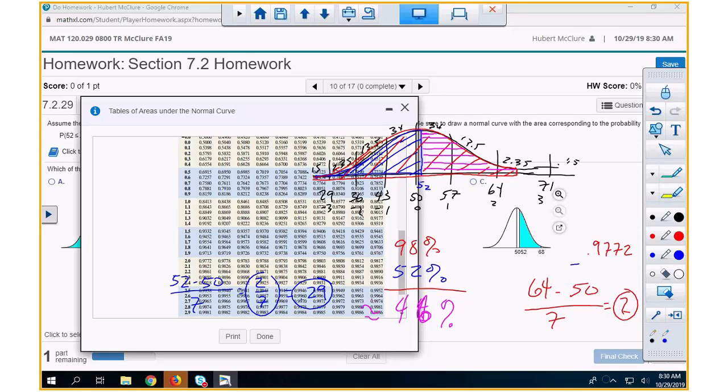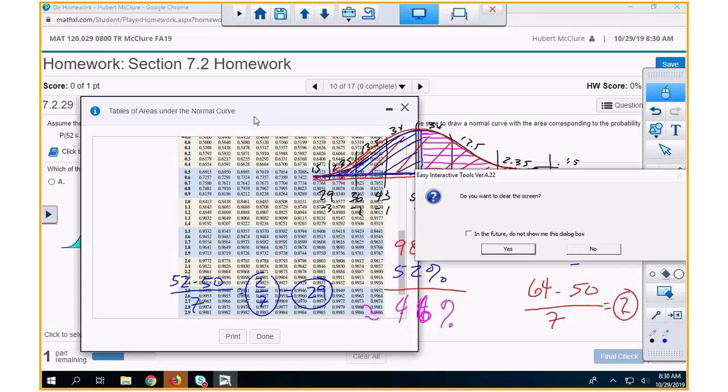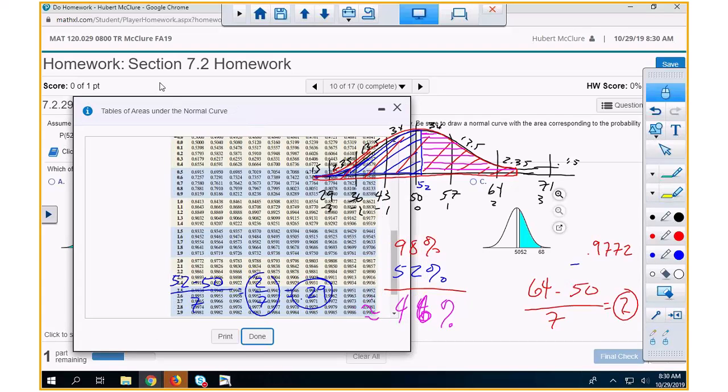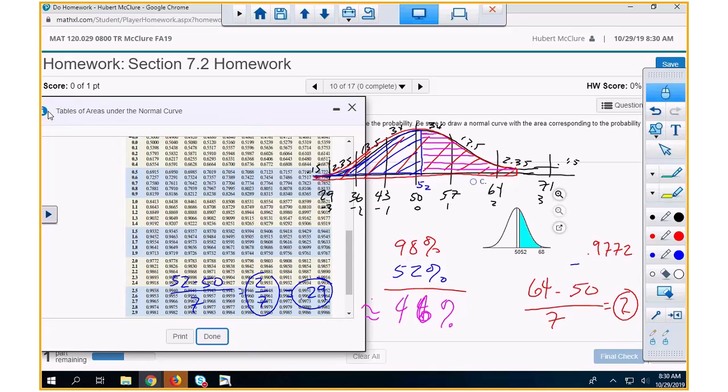Let's find 0.29. We know that 9 is all the way over here, and of course I can't see it. 0.29 is going to be 0.6141. Somebody check that for me. 0.6141. That's a little bit more than I thought it was. And when you subtract the two, well, 97 cent minus 60 cent is 37 cent.